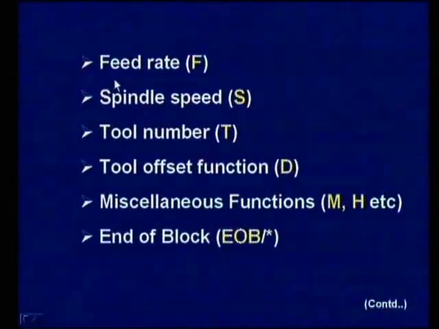Another function is the feed rate, which we call the feed word, denoted by F. Spindle speed is denoted by S. Tool number is denoted by T. Tool offset function is denoted by D. Miscellaneous functions are denoted by M and H. Next is end of block, denoted by EOB. Here, what are the different things doing?